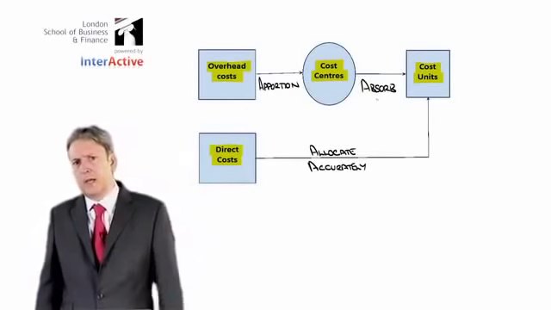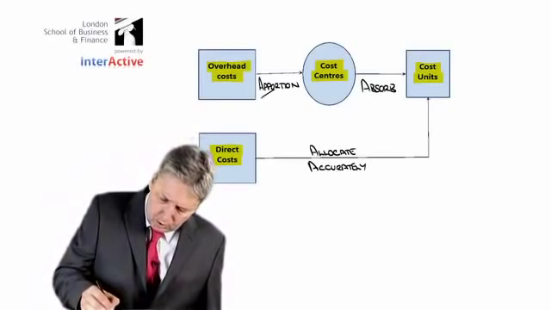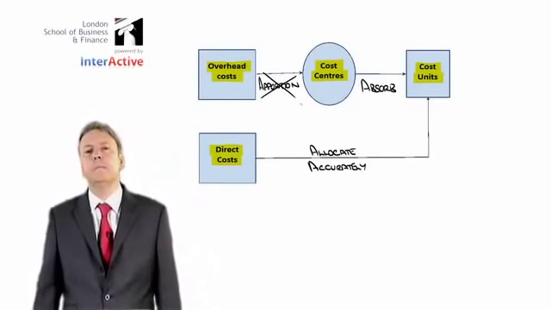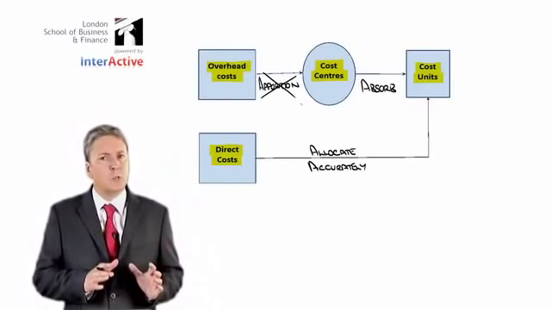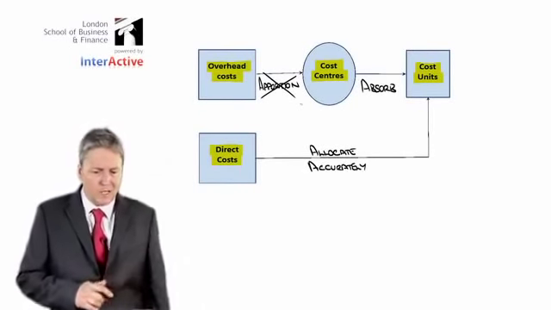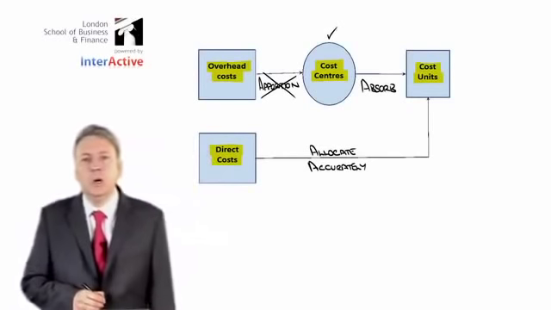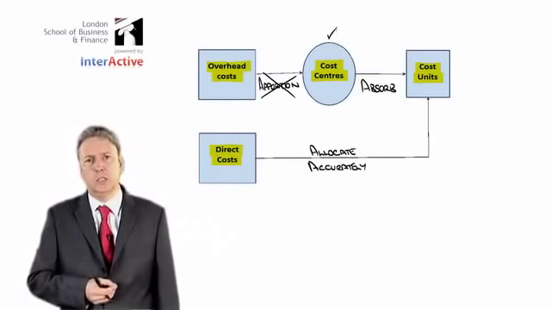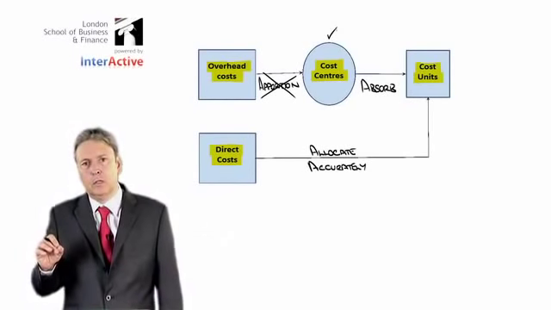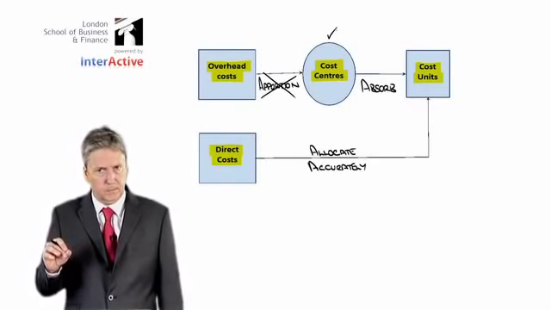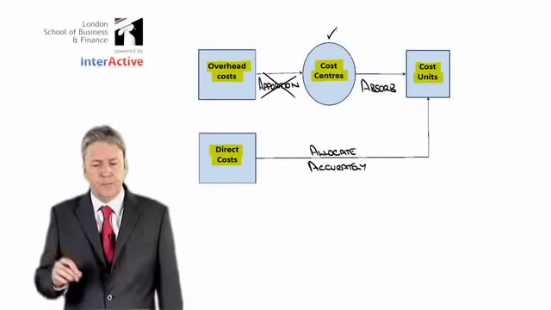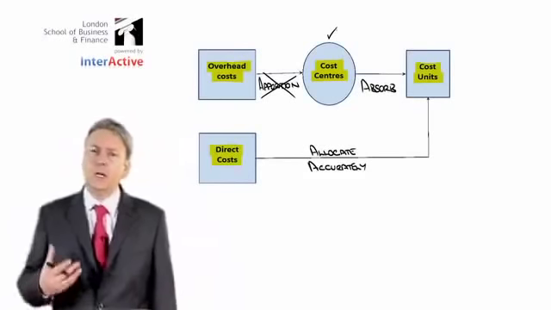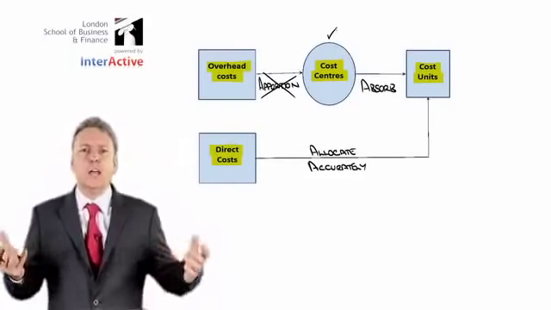Now, just from the perspective of F5, can I just say this? Although apportionment can be very entertaining, with lots and lots of numbers flying around, this sort of thing tends not to be examined at F5. So what we tend to be given is information where we already know the costs within cost centres. As such, we only need to do that second step to get from the cost centre to the cost unit.